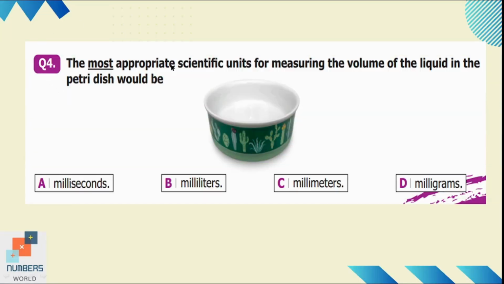Question number 4. The most appropriate scientific unit for measuring the volume of the liquid in the petri dish would be milliseconds, milliliters, millimeters, or milligrams. So milliseconds are related to time. Milliliters are used to measure the volume of the liquid. Millimeters are used to measure the length of the objects, and milligrams are used to measure the weight of the objects. So here milliliters is the suitable option.